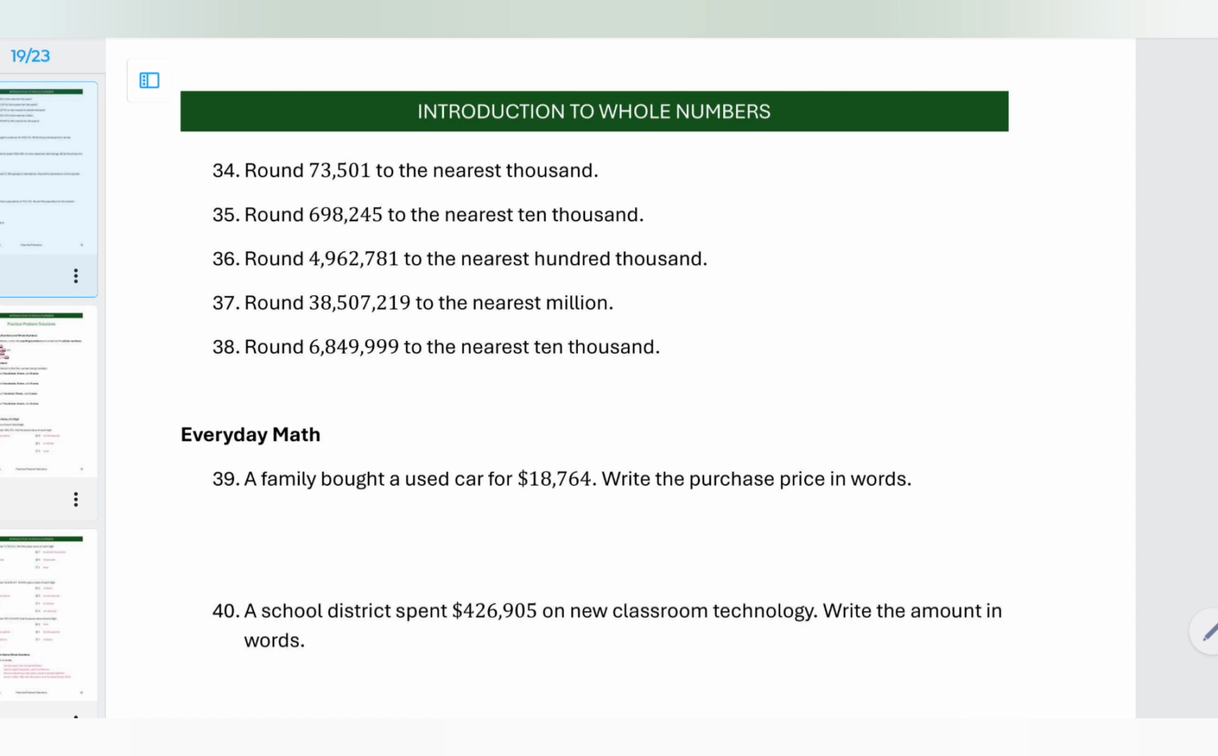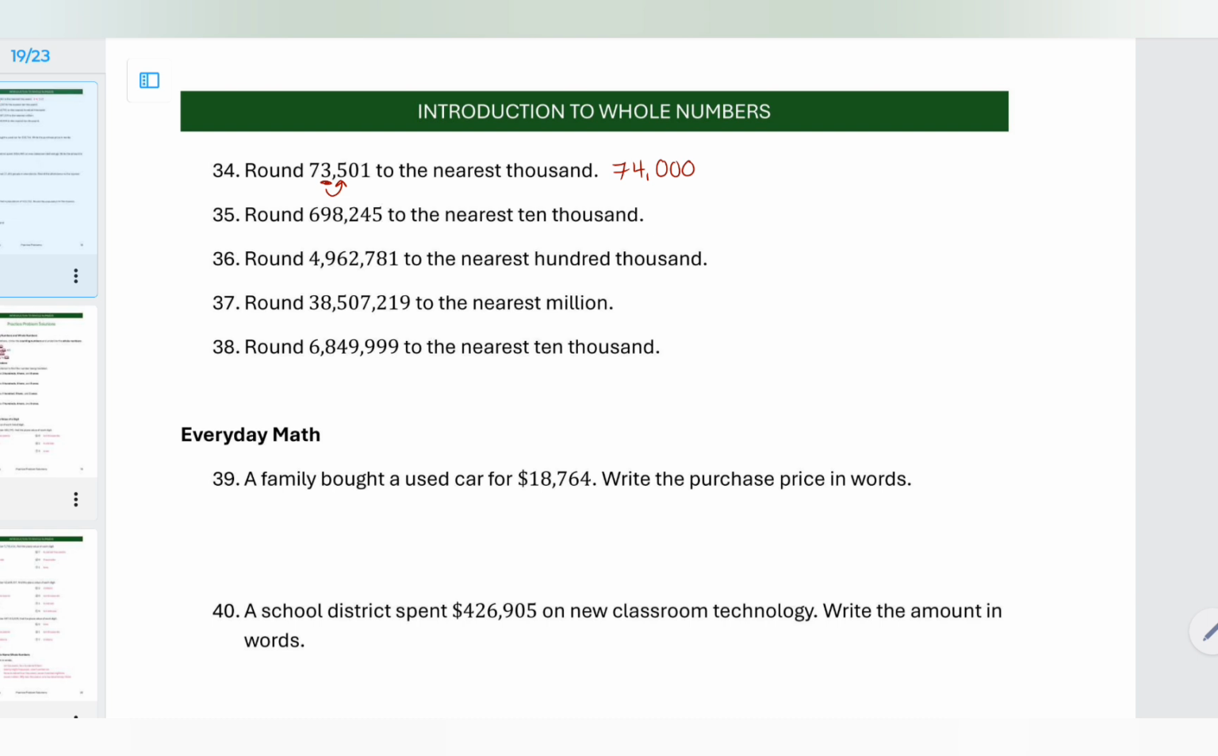Round 73,501 to the nearest 1,000. The 3 is in the thousands place. We look at the number to the right of it, which is a 5, and 5s round up. So our 3 is going to change to a 4, comma, and everything else becomes 0.